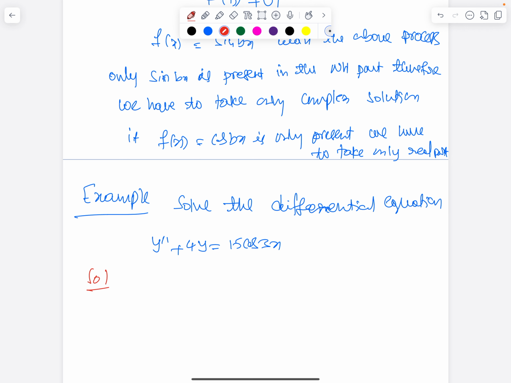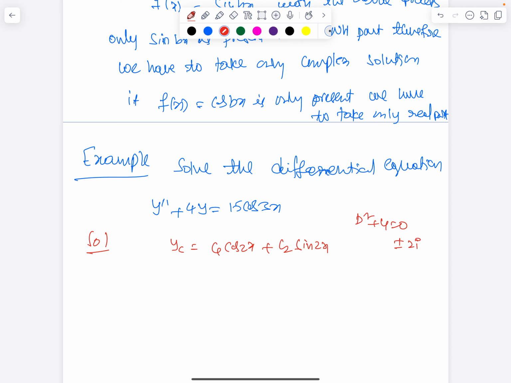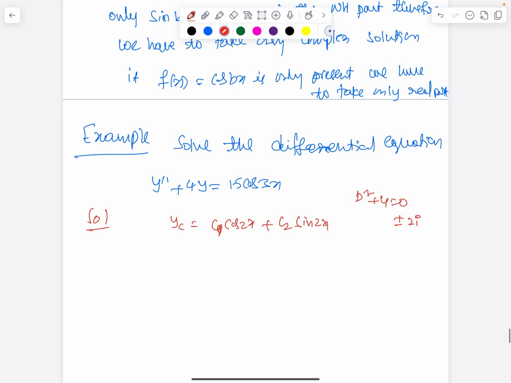For example, you are solving the differential equation y double prime plus 4y is equal to 15 cos 3x. So you know that yc is equal to c1 cos 2x plus c2 sin 2x, as d square plus 4 is equal to 0. It is giving plus or minus 2i as the roots. There is no real part, therefore simply the complex part is contributed. I mean c1 cos 2x plus c2 sin 2x is the complementary solution.